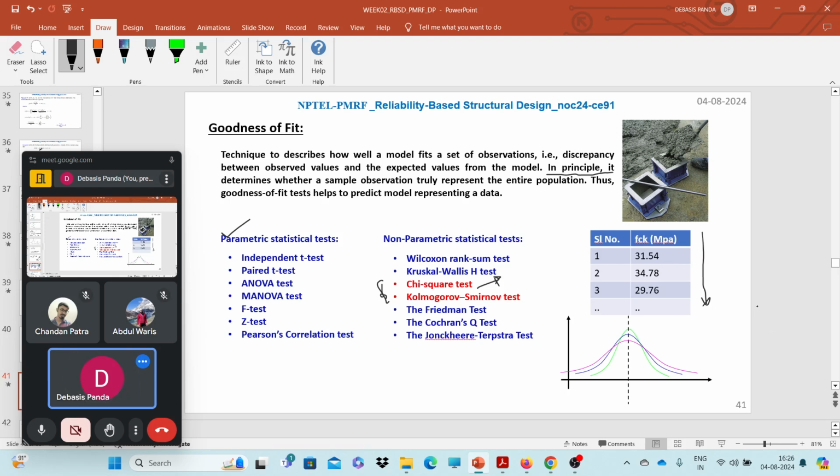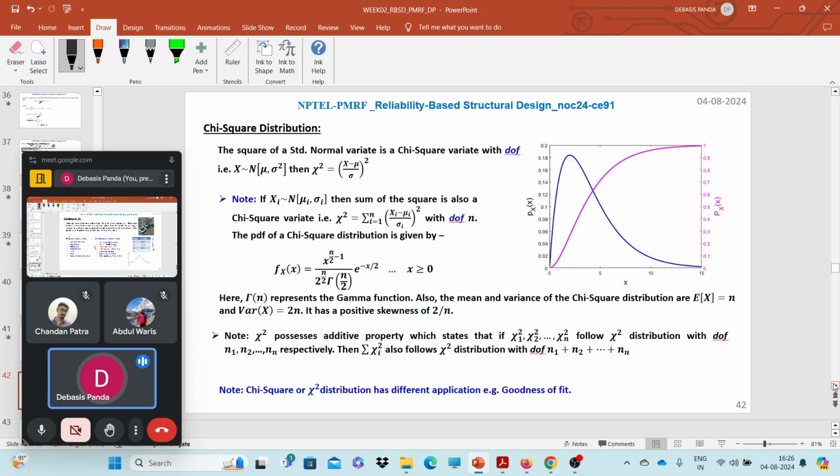So first, let's revisit the chi-square distribution. What is the chi-square distribution? We have already seen the standard normal distribution, and we know it very well, because in the previous class we solved problems from the standard normal table. Chi-square is nothing but the square of the standard normal variate. Very interestingly, it has two properties, and based on those two properties we propose this distribution for hypothesis testing.